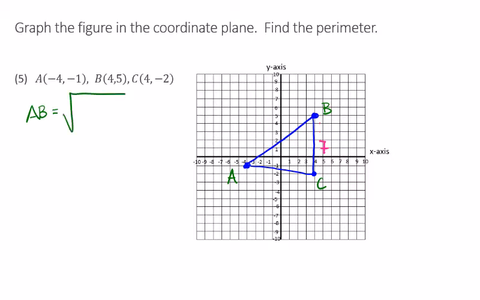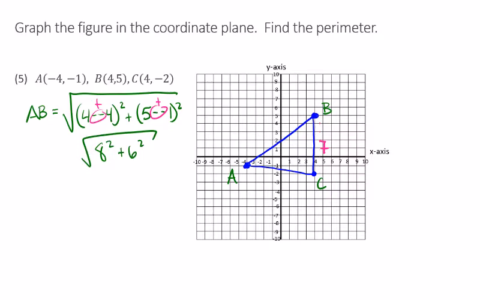So I'm going to use the distance formula. I'll use the B as my 2's. So I'm going to do 4 minus -4 squared plus 5 minus -1 squared. All right, negatives turn to positives. And so we'll get 8 squared plus 6 squared. And take the square root. So 64 plus 36 is 100. Square root of 100 is 10. So this length here is 10.